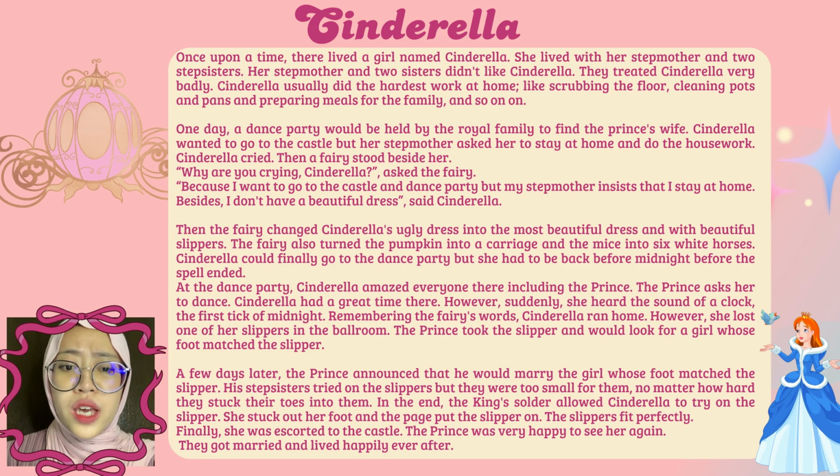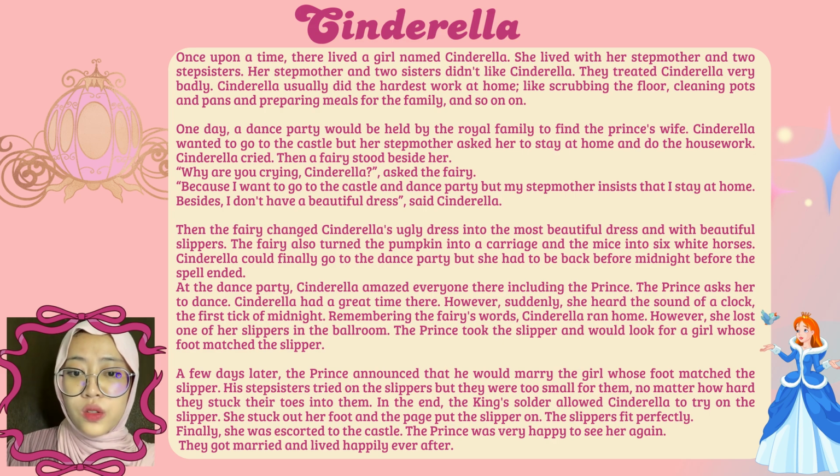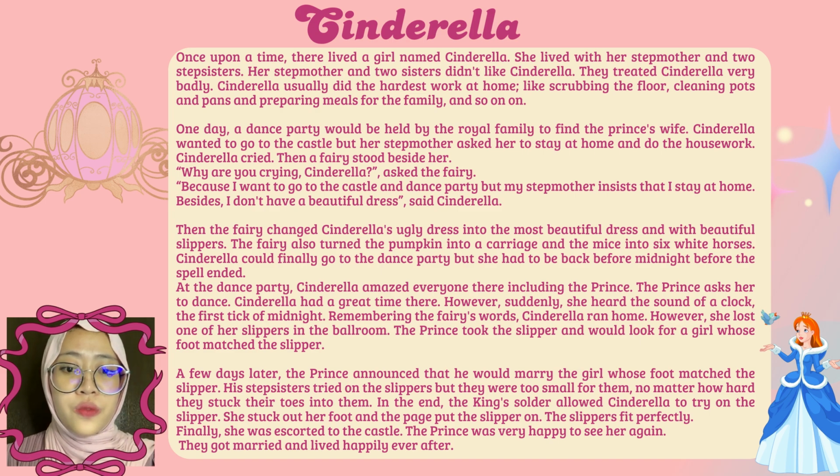Because I want to go to the castle and dance party, but my stepmother insists that I stay at home. Besides, I don't have a beautiful dress, said Cinderella. Then the fairy changed Cinderella's ugly dress into a most beautiful dress and with beautiful slippers. The fairy also turned the pumpkin into a carriage and mice into horses. Cinderella could finally go to the dance party, but she had to be back before midnight before the spell ended.